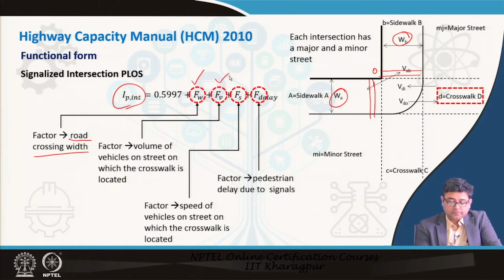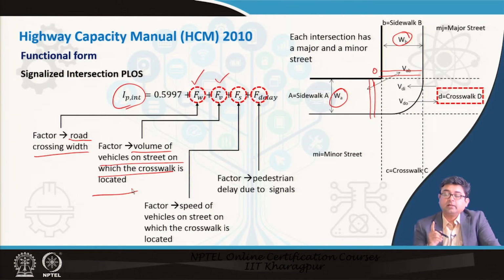So, that is a factor that controls the pedestrian level of service score. The next one is the volume of the vehicles on the street on which the crosswalk is located. So, this is a factor that governs the volume of the streets. Now, if you are trying to cross this way, what is the volume? If you are trying to cross this way, what is the volume of the traffic on this road?